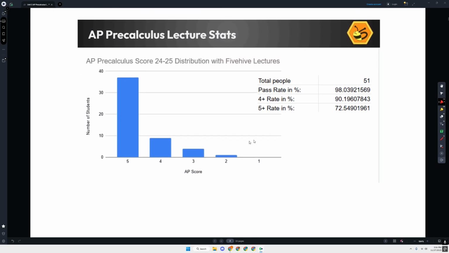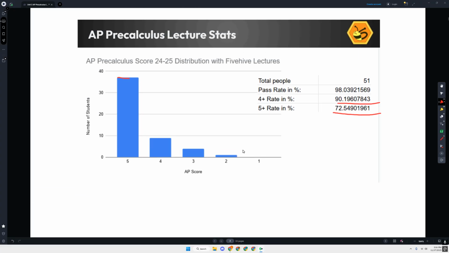And this is from last year, so the people who attended lectures, as you see, most of them got a 5. Fun fact: 73% got a 5, 90% got a 4, and no one got a 1. Only one person got a 2. So 98% passed.